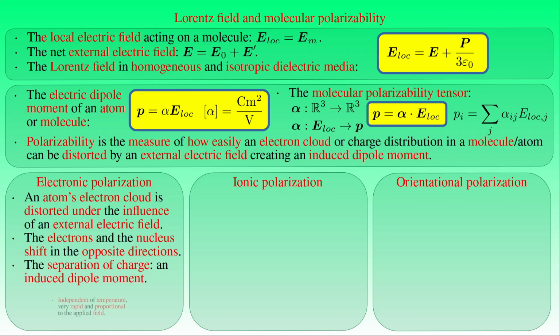The process of electron cloud deformation is independent of temperature and happens rapidly, in the order of 10 to the -14 or -15 seconds.